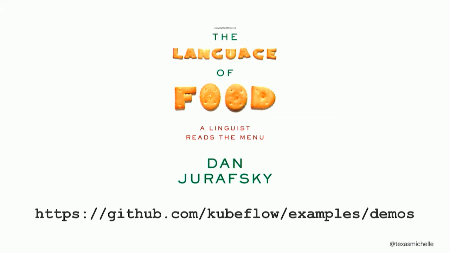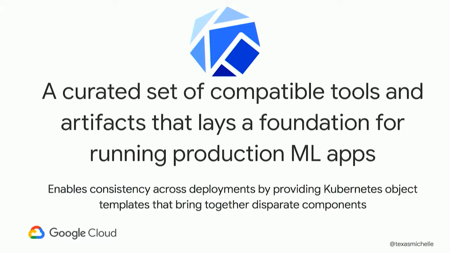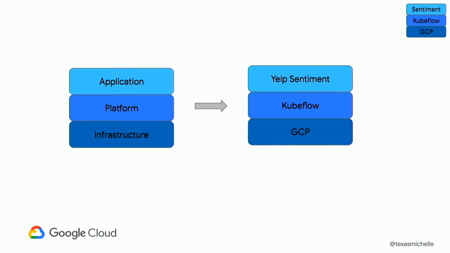So we can do better. Let's throw some machine learning at it. Instead of starting from scratch, we're going to use a platform, and that's what Kubeflow is for. It's a curated set of compatible tools and artifacts that lays a foundation for running production machine learning apps. Kubeflow enables consistency across deployments by providing Kubernetes object templates that bring together disparate components.